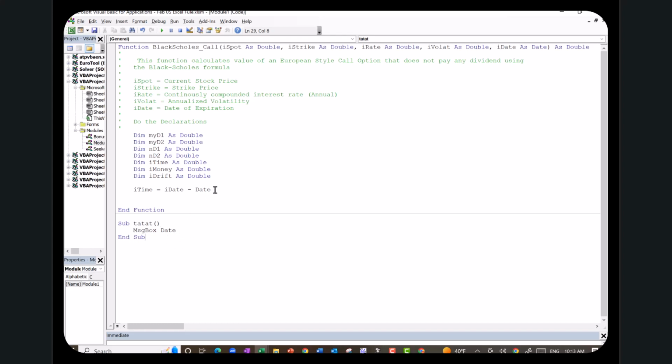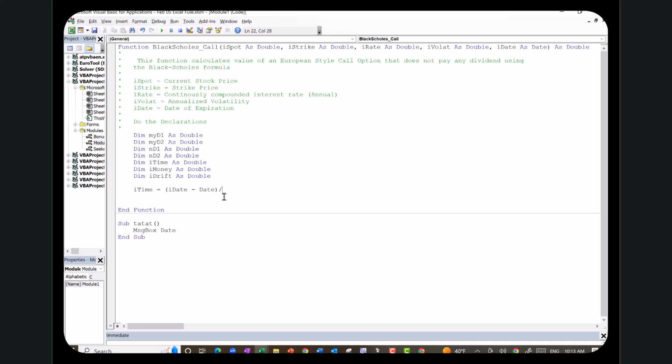So date is what I want, all right? But iDate minus date gives you the number of days between the two. Remember in Excel, dates are represented as the number of days that have passed since January 1, 1900 or 1904, depending upon the option you picked in your advanced settings. It doesn't matter at all which one you pick. So the difference between two dates is basically the number of days.